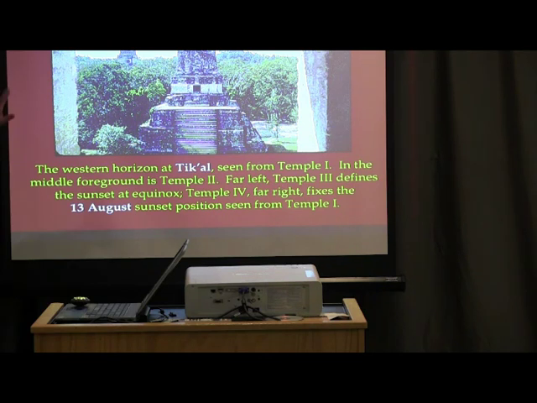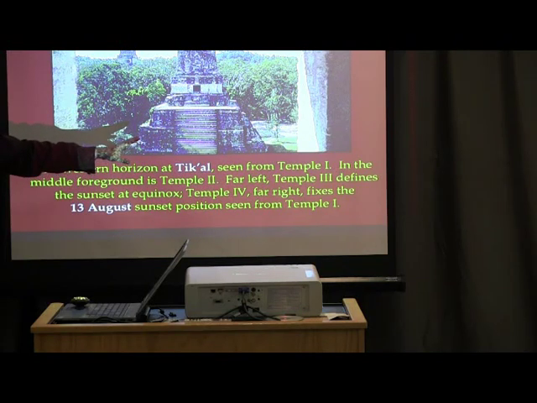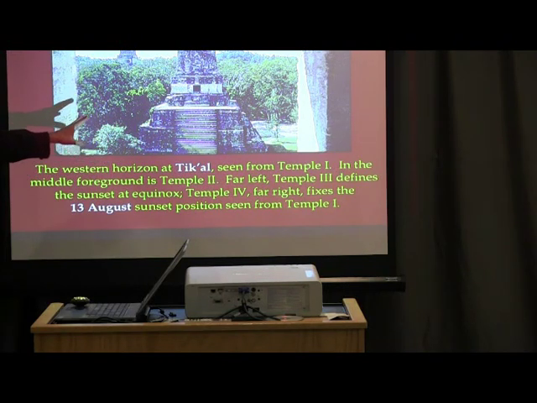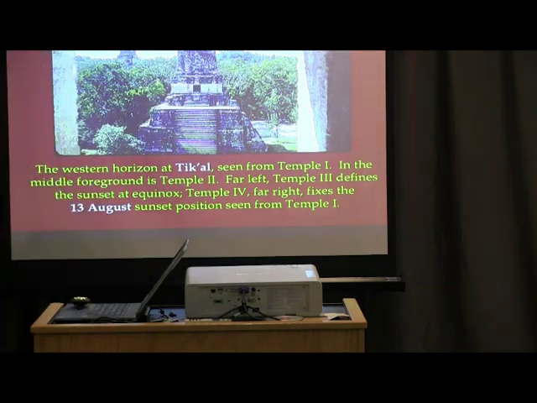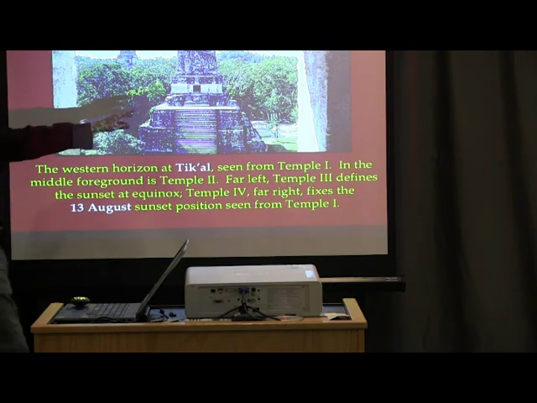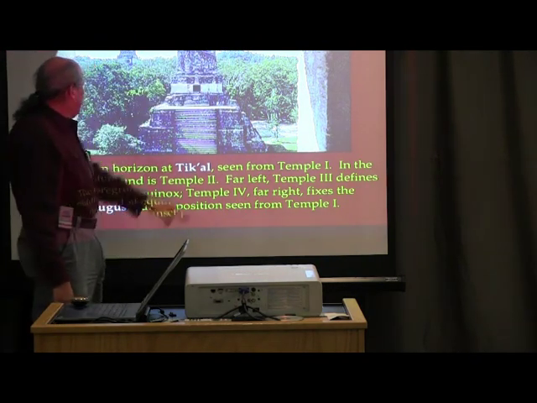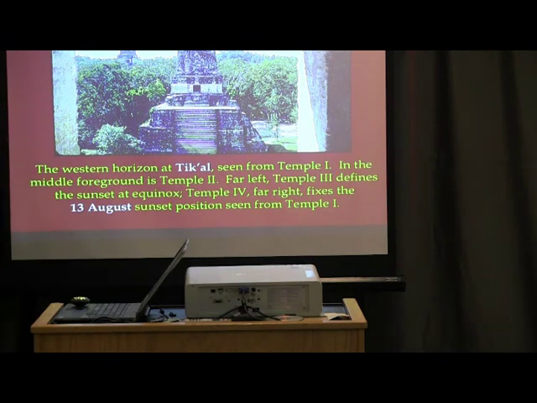And these, from Temple 1, the second tallest one and the one in the main plaza, the other temples that we see, 3 main ones and the spire of one further back, this one here, that's the tallest one. And these represent, in other words, Temple 4, this fixes the 13 August sunset position, as seen from this portal I'm standing in.